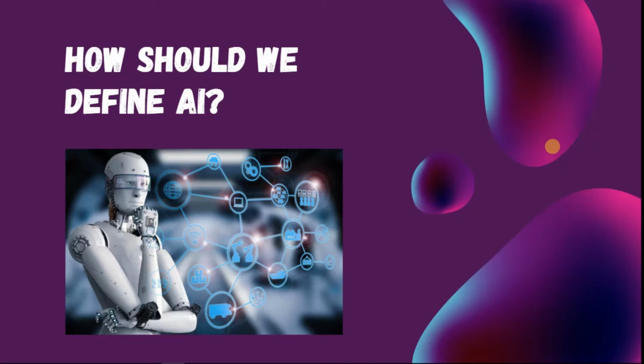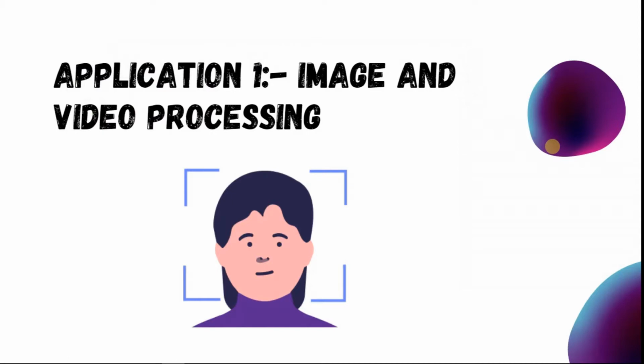For some people, AI is about artificial life forms that can surpass human intelligence, and for some other people, almost any data processing technology can be called AI. But before we move on, I will try to highlight three applications of AI that illustrate different aspects of AI. So, the very first application would be image and video processing.